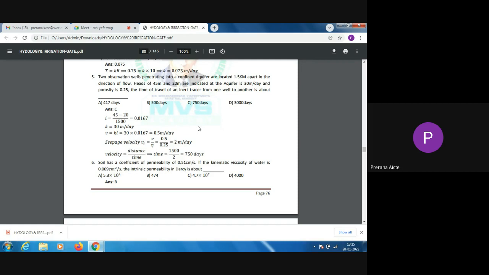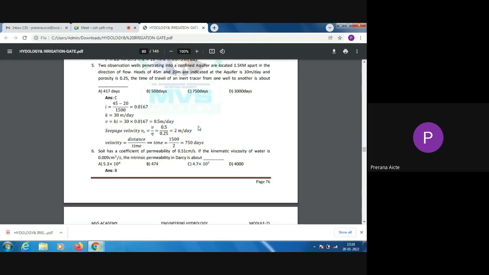First of all, the hydraulic gradient I equals h by L, means the difference 45 minus 20 by L. Coefficient of permeability is 30 meter per day. As per Darcy's law, V is equal to K into I, we can get 0.5 meter per day. Seepage velocity Vs is equal to V by n, that's velocity by porosity. So 0.5 by 0.25, 2 meters per day. So velocity equals distance by time, so time equals 1500 by 2, that's 750 days.